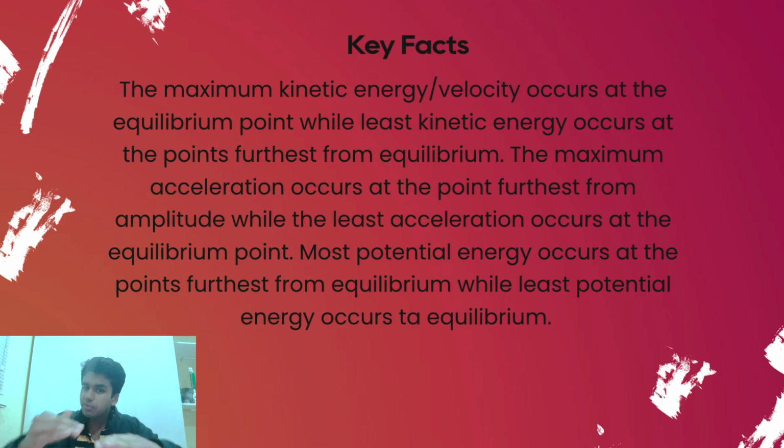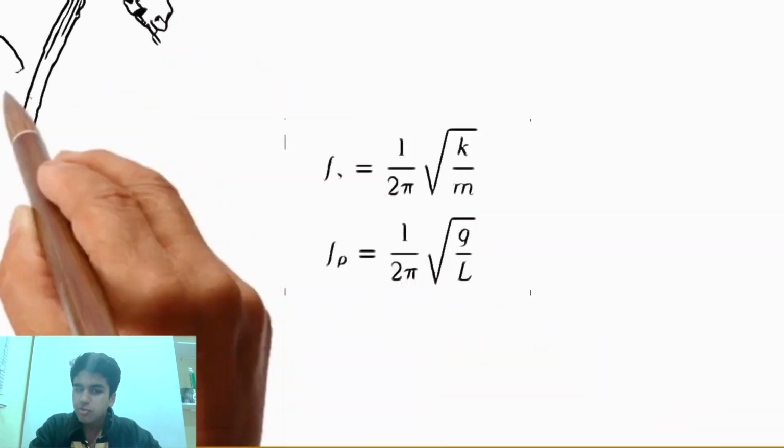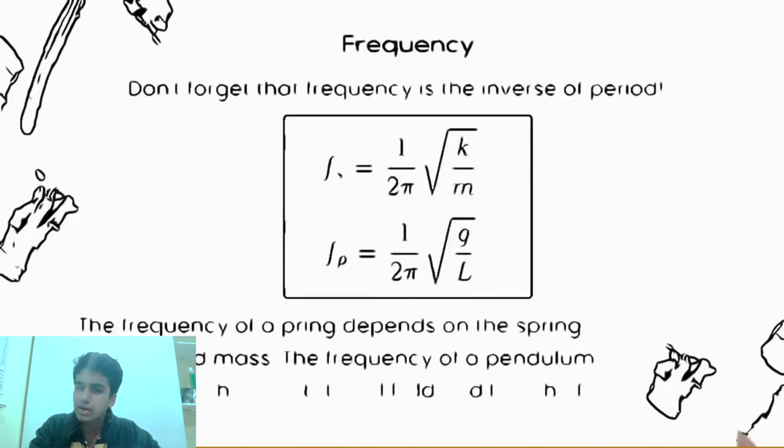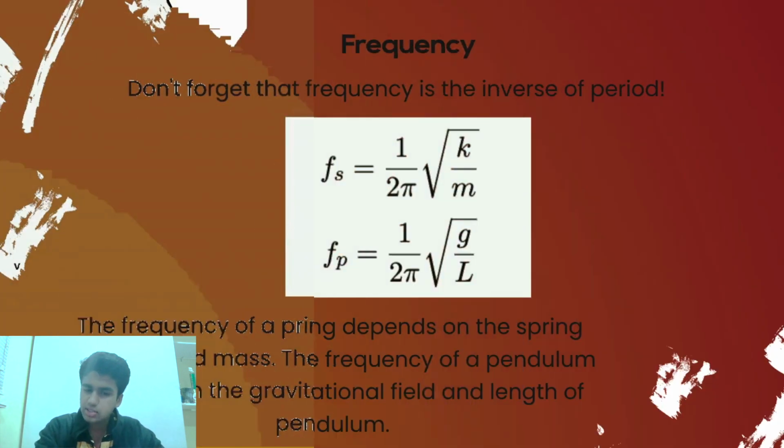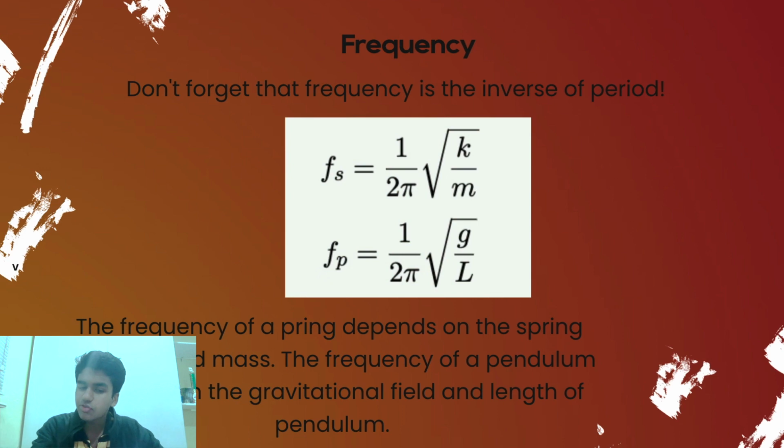For example, if I compress a block down a vertical spring, not only is the spring potential energy changing, but gravitational potential energy is also changing, and you'll see an example of this soon. Now, frequency is just the inverse of period, and the frequency of a spring depends on the spring constant and the mass, while the frequency of a pendulum depends on the gravitational field and the length of the pendulum. So basically you can see the two formulas above for the spring and the pendulum.